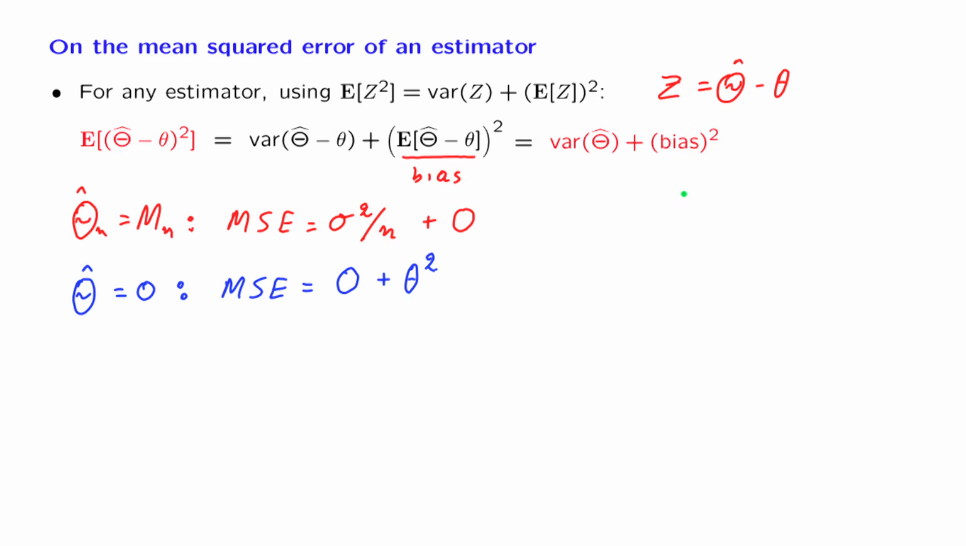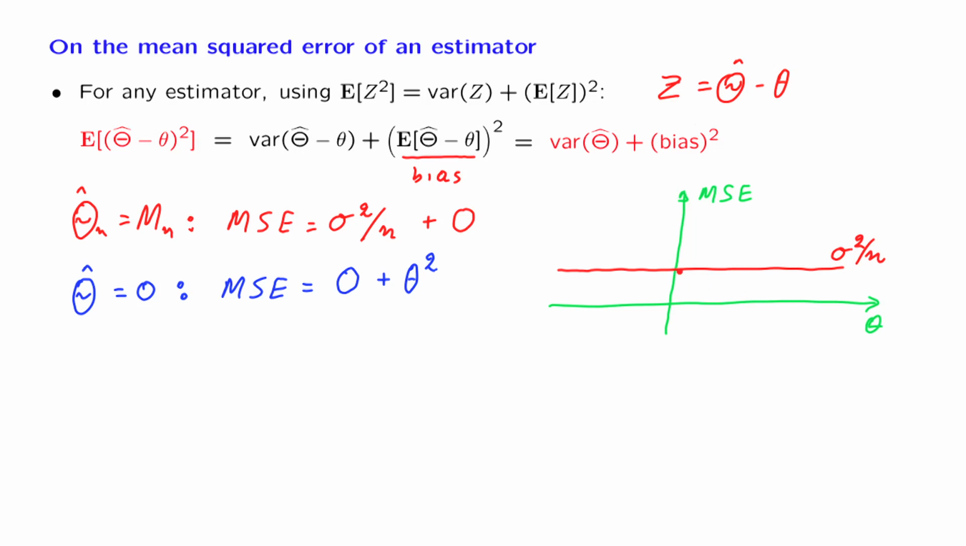Let us now compare the two estimators. We will plot the mean squared error as a function of the unknown parameter theta. For the sample mean estimator, the mean squared error is constant, does not depend on theta, and is equal to this value, sigma squared over n. On the other hand, for the 0 estimator, the mean squared error is equal to theta squared. How do they compare? Which one is better? At this point, there is no way to say that one is better than the other.